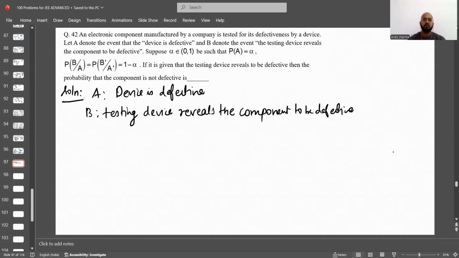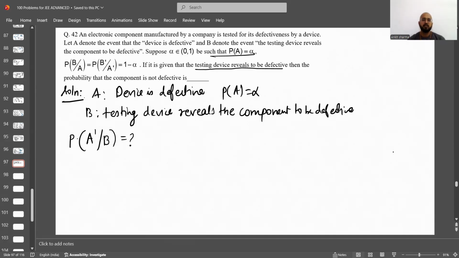Now we are given that P of A is alpha, and P of B complement given A complement is 1 minus alpha. If it is given that the testing device reveals the component to be defective, then we want the probability that the component is not defective. Here A is that the device is defective, so we want it to be not defective. That means we need to find A complement given that the testing device reveals the component to be defective, so it is given B. So we want this thing.